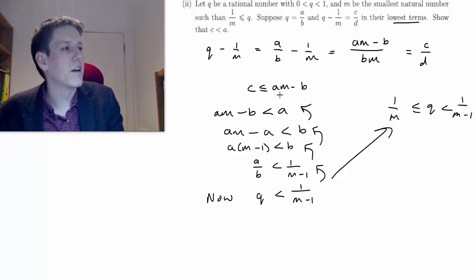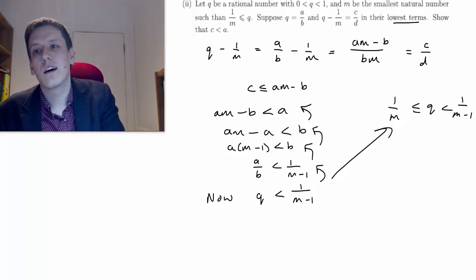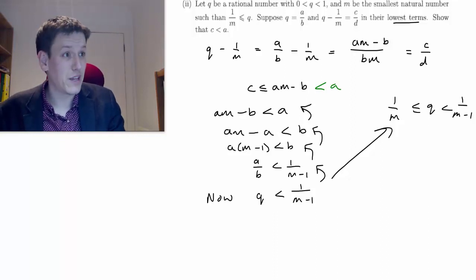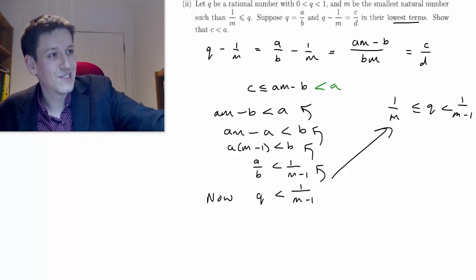Again, and by my argument here, that means that c is less than or equal to am minus b, which is less than a, and then I'm done. I've got that c is less than a. Okay, so the way I've written it out here would not get you full marks in this exam.